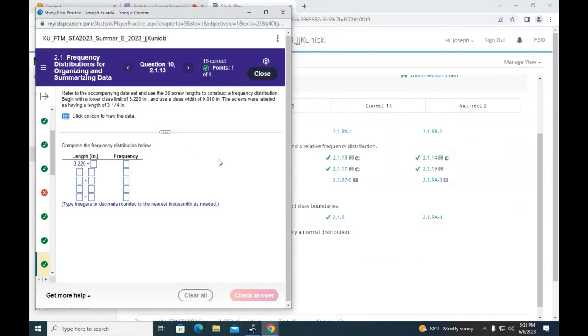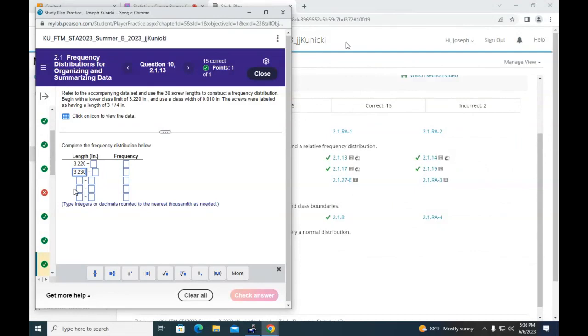I'll do 13. Now, we have to supply the limits. They give us the starting point, and they give us the width. So the easiest way to do this is to go vertical and add the width to this. So it'd be 3.220, and I'm adding 0.010, so the next one is 3.230. I'm just going to do the lower limits first, because it's easier to understand. Then 3.240, 3.250, and the last one is 3.260.